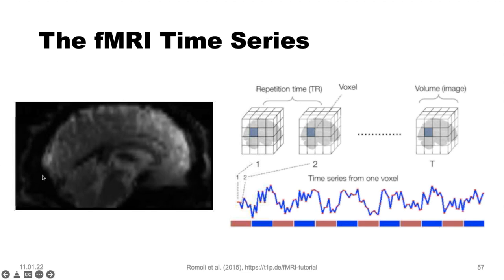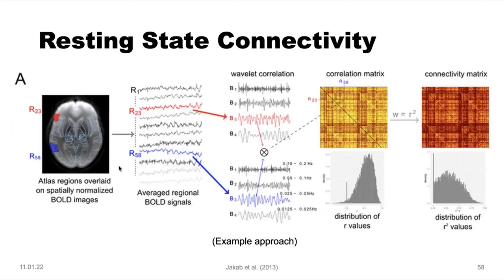Here you can see what this looks like to the bare eye, the different images in time. You barely see anything, so you need some preprocessing steps to make the signal visible. And then this looks like this. Here in the middle, you get a time series for each voxel.